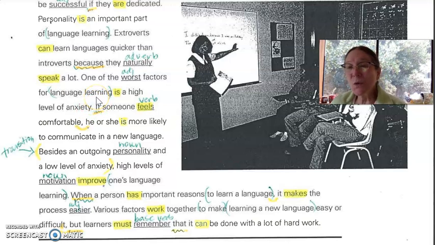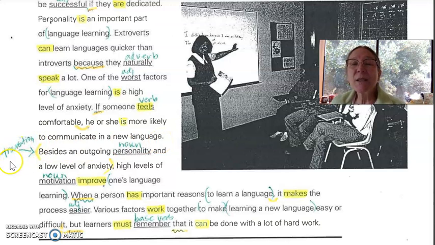So if you move to a new country and you're trying to learn the language, give yourself some leeway. Give yourself a break for the first month or two while you adjust, because your brain is not open and relaxed, right? It's like, lots of stresses every day. Here's if, joining, and a comma between the two clauses. If someone feels comfortable, he or she is more likely to communicate in a new language.